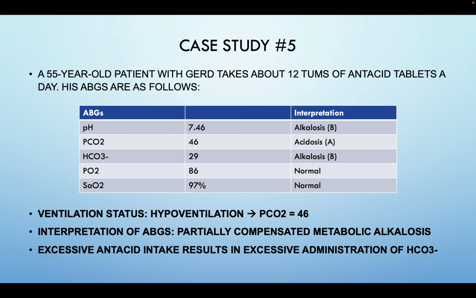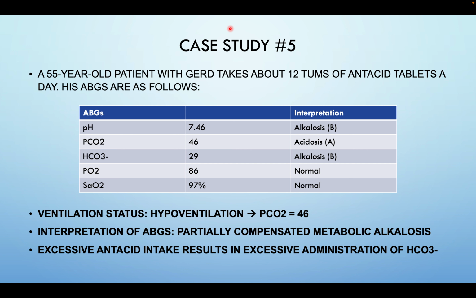For the last case, a 55-year-old patient with GERD takes about 12 tons of antacid tablets a day. So step 1 is looking at the pH, and because it falls above the normal 7.4 value, it seems he is basic. Step 2 is seeing which system is at fault, and because the bicarbonate is also basic, it seems this is a metabolic issue. Step 3 is seeing if there's a compensation present, and because the PCO2 is acidic, there is one present. Step 4 is seeing what kind of compensation. Because all 3 values are abnormal, it seems that this is a partially compensated metabolic alkalosis. Assessing ventilation status, because the PCO2 is above the normal range, it seems that he is experiencing hypoventilation. Also assessing the oxygenation status, because they fall within the normal range, they have normal values.